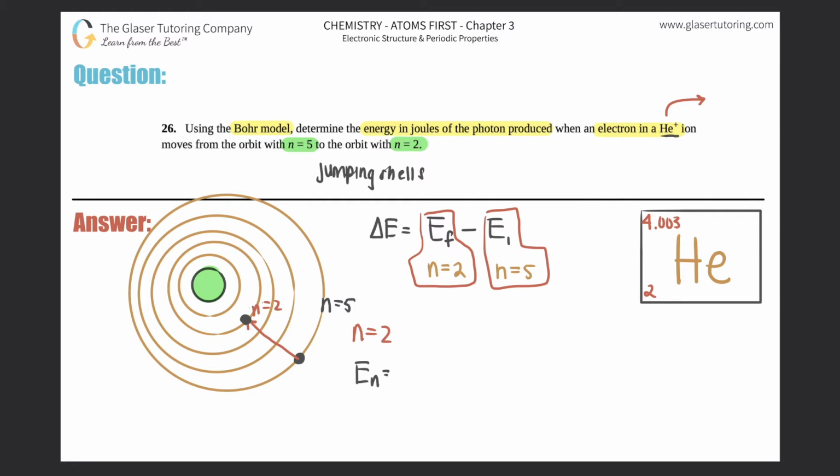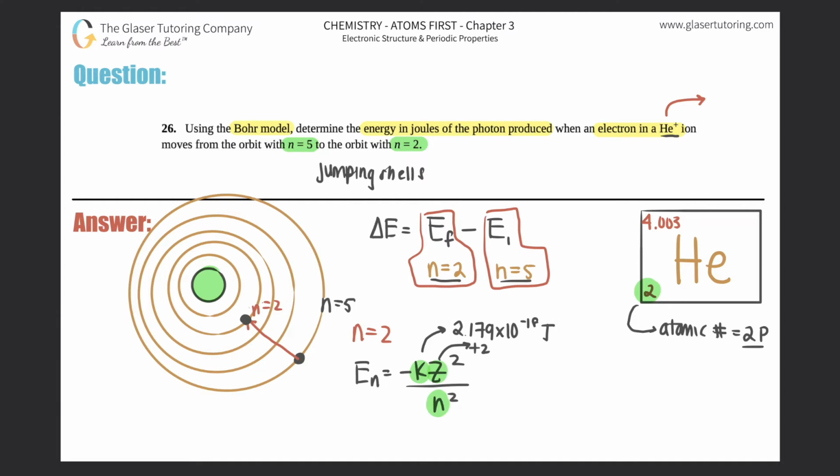So the formula that you're probably now thinking is this one. En equals negative k Z squared over n squared, and you are absolutely right. Because k is a constant number, right? K is 2.179 times 10 to the negative 18 joules. Z is the nuclear charge, and the nuclear charge is the charge of the nucleus. So for helium, it is 2, because that's the atomic number. Atomic number for helium is always 2, so that means that there's 2 protons. So that would be a plus 2. And then depending on whether we're talking about n equals 2 or n equals 5, the n number will change.